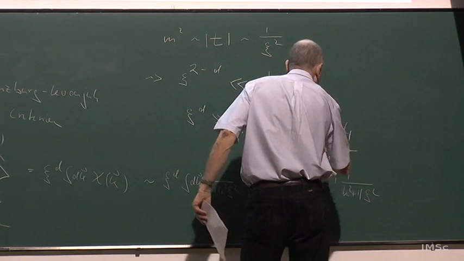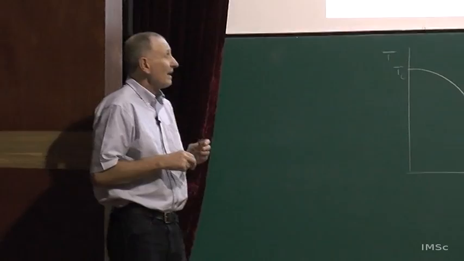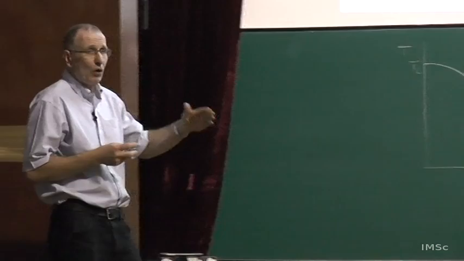So if d is greater than 4, then our simple theory is internally consistent, and we have reason to believe that it gives the correct critical exponents. For d less than 4, we know that the fluctuations are going to be important, and we need to do a better job. And d equals 4 is the marginal case, of course, so interesting stuff happens there. So. Good. So that's the Ginzburg criterion.